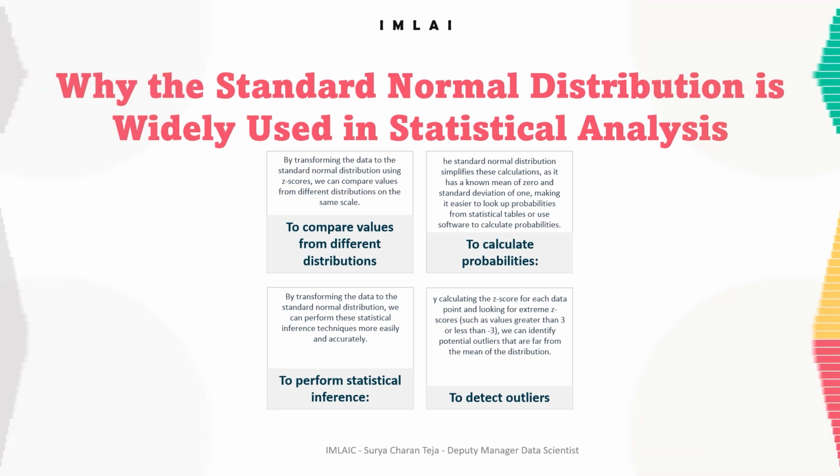distribution. So, in summary, transforming data into standard normal distribution using Z scores is a useful tool in statistics and data analysis that simplifies calculations, allows us to compare values from different distributions, and enables us to perform statistical inference and detect outliers.